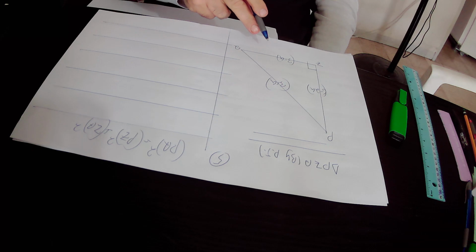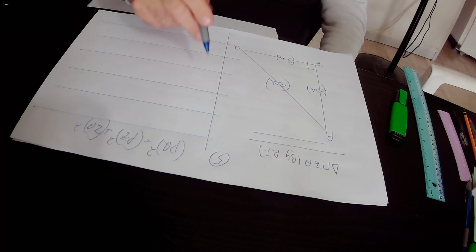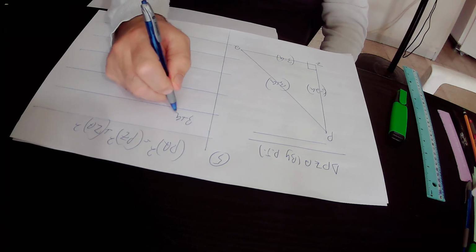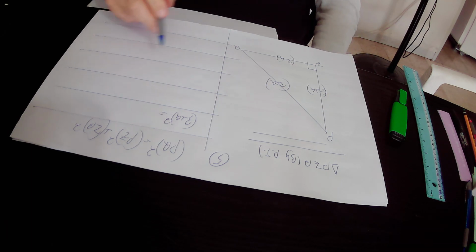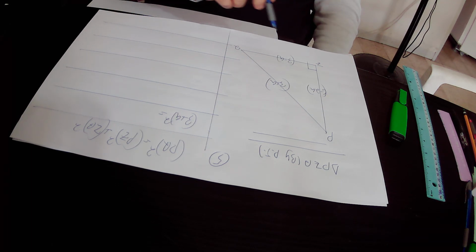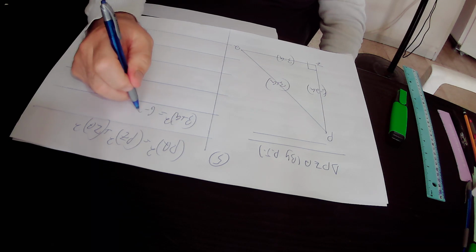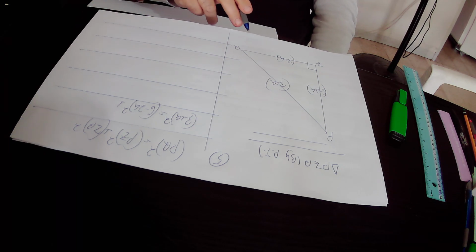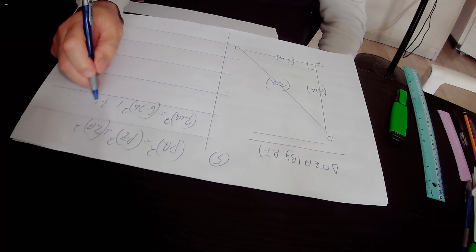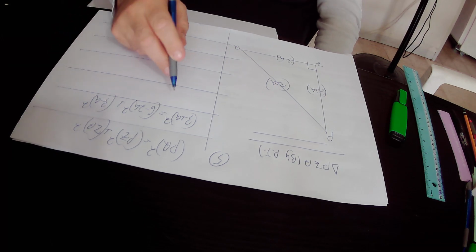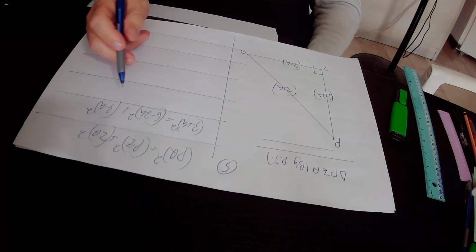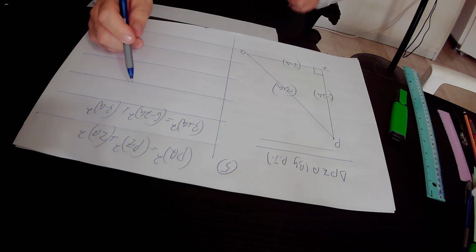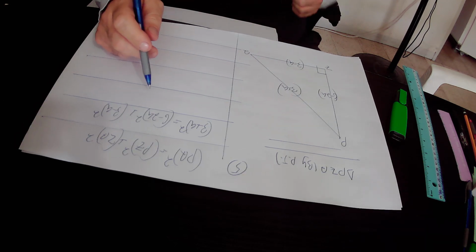PQ is 3 plus A, therefore PQ square is (3 plus A) squared. And it is equal to PZ square. PZ is 6 minus 2A, therefore PZ square is (6 minus 2A) squared, plus ZQ square. ZQ is 3 minus A, therefore ZQ square is (3 minus A) squared. In conclusion, we find that (3 plus A) squared equals (6 minus 2A) squared plus (3 minus A) squared. Here we'll open the brackets on both sides of this equation.